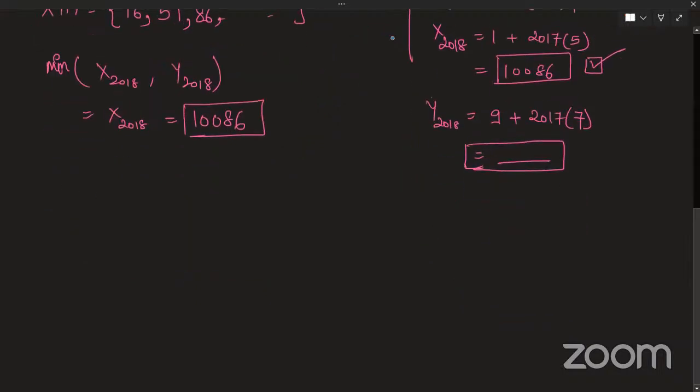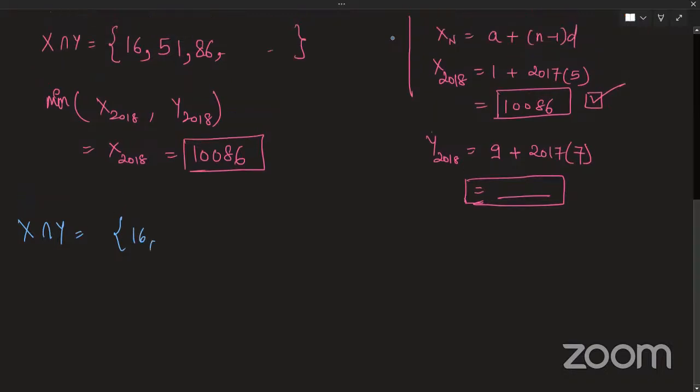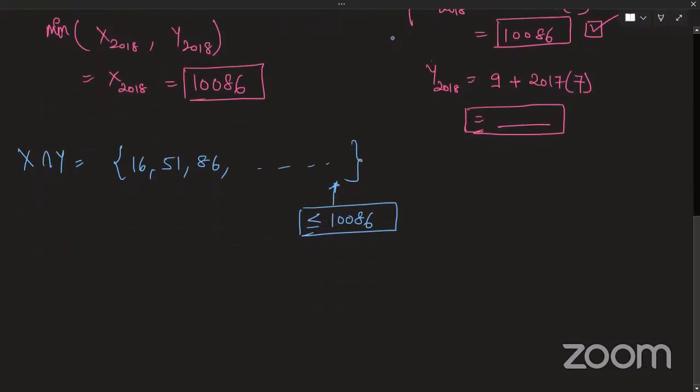So now I have my values of x intersection y. It is going like 16, 51, 86, and the last term it encounters should be less than or equal to 10086, right? Yes, sir. So can you help me calculate the value of n? It is very easy. What is the formula for an? an is a plus n minus 1 into d, right? What is my a over here? A is 16, right? Plus n minus 1. What is my d? It is 35.